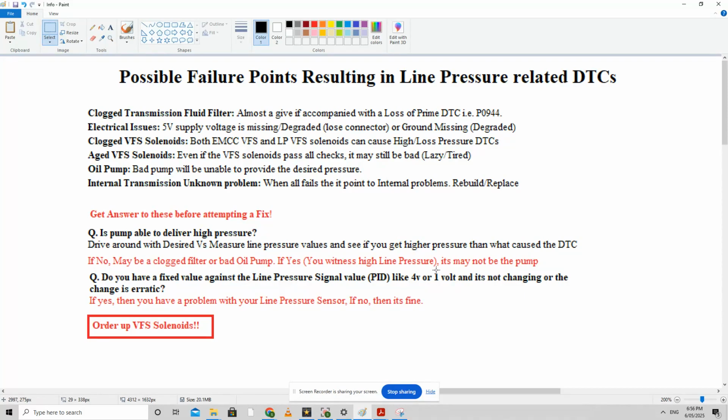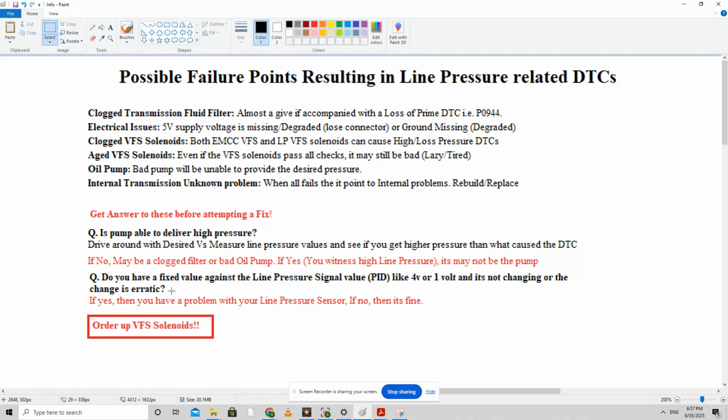But if you witness high line pressure, it may not be the pump. If it's able to deliver more than 700, while your low pressure DTC comes up when it is failing to meet 600 or 500, it's all relative. You have to really think about what you're looking at. Do you have a fixed value against the line pressure signal value PID, like 4 volts or 1 volt, and it's not changing or changes erratically?